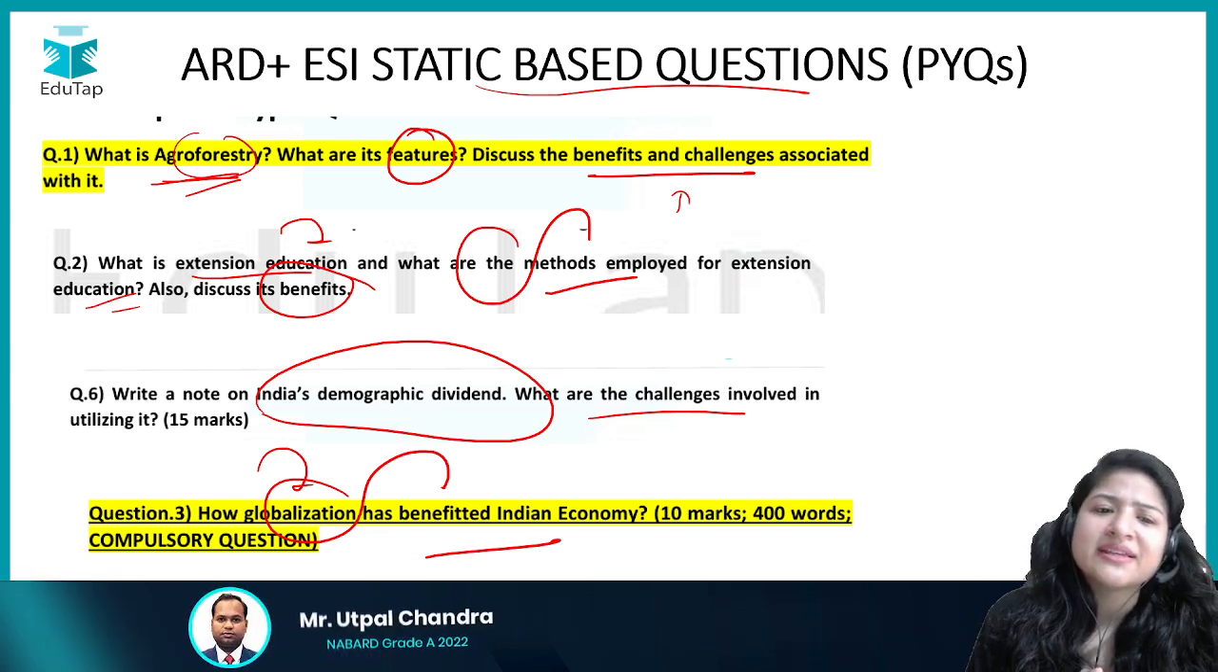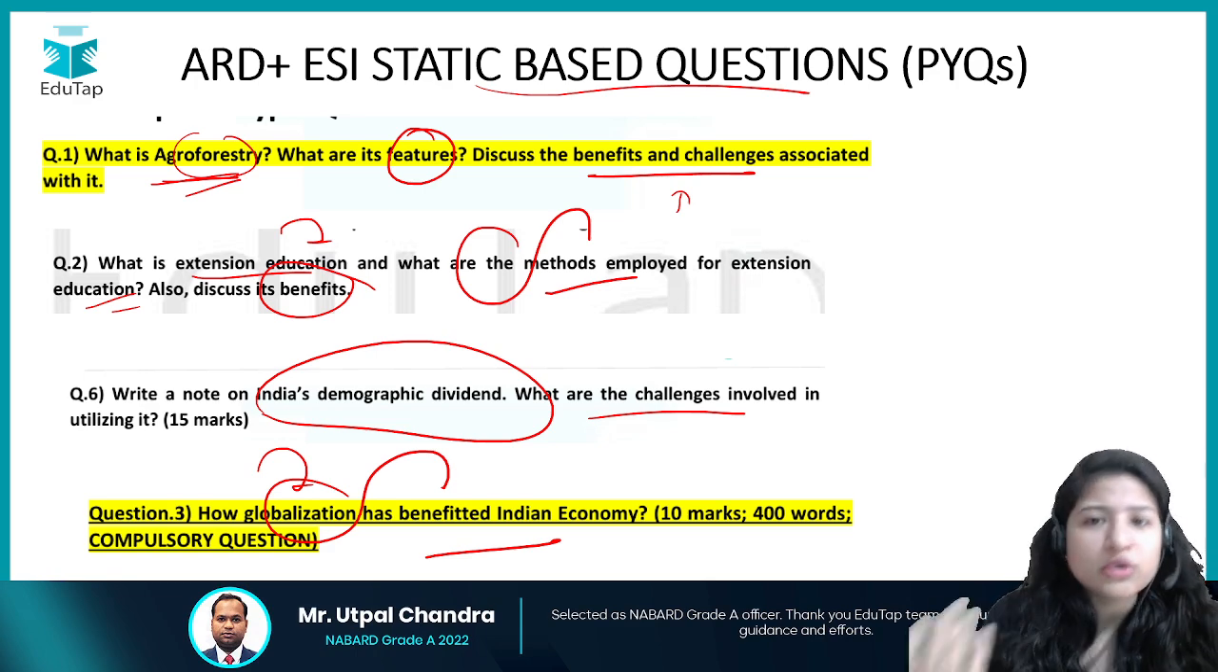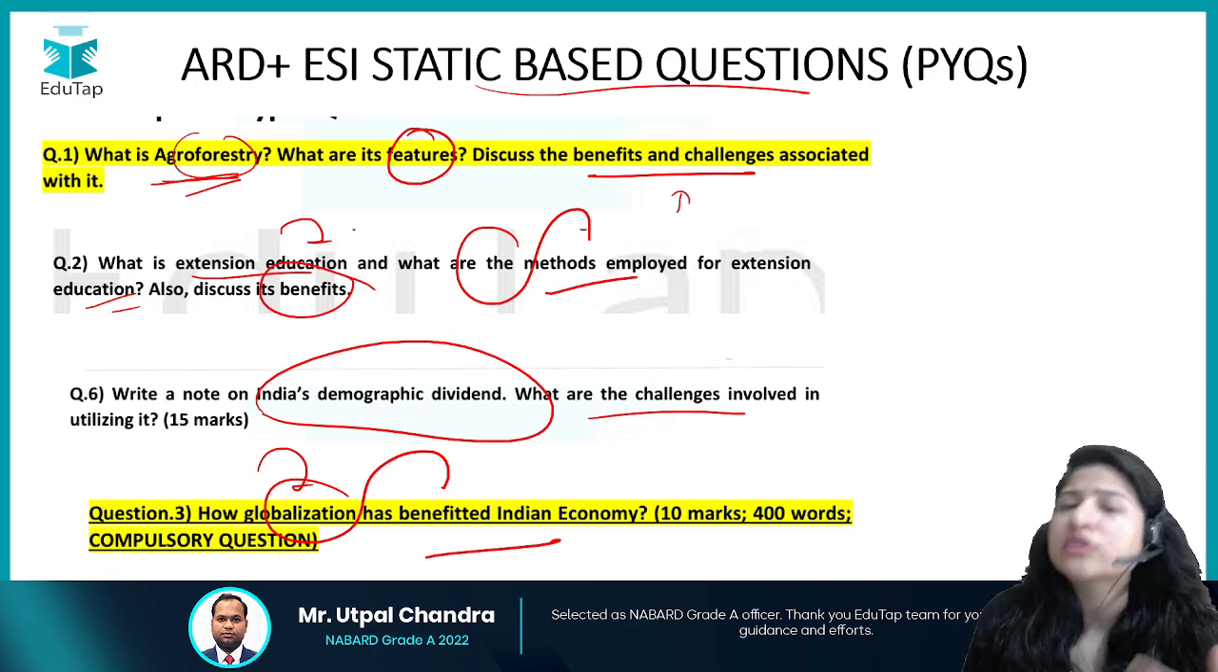Now some of you might be thinking, yes ma'am, even if we have to study, how are we going to do that, what are the things that need to be covered and what not to be covered, right?